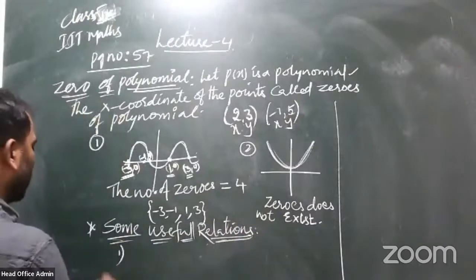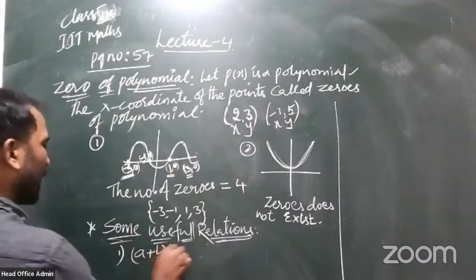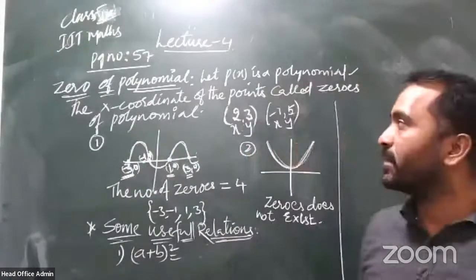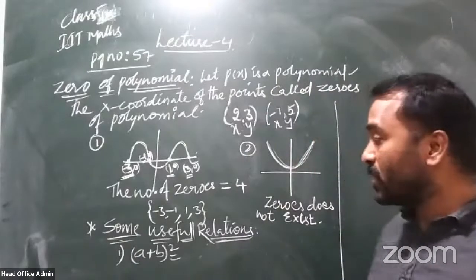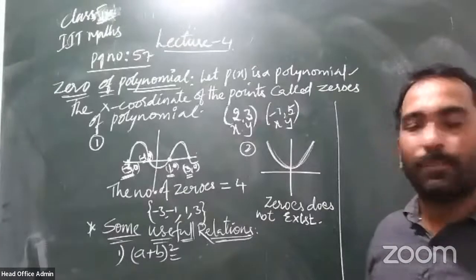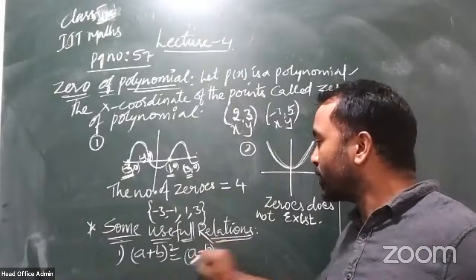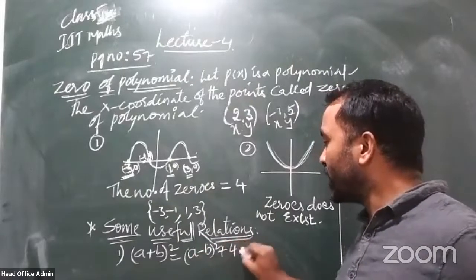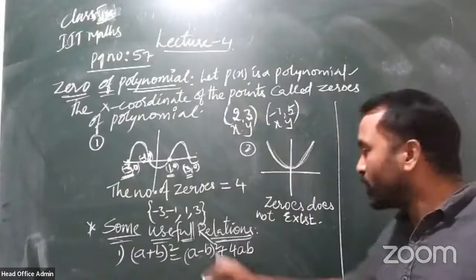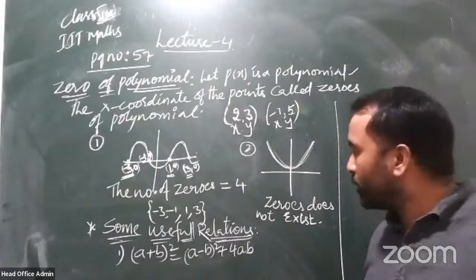Simple things. (a + b) whole square. Sir, I know it very well, I am a 9th class student. (a + b) whole square. Yes, okay. What do you write for (a + b) whole square? a square plus 2ab plus b square. But here I can write (a - b) whole square plus 4ab. Yes, can I write or not? (a - b) whole square plus 4ab. How, sir?